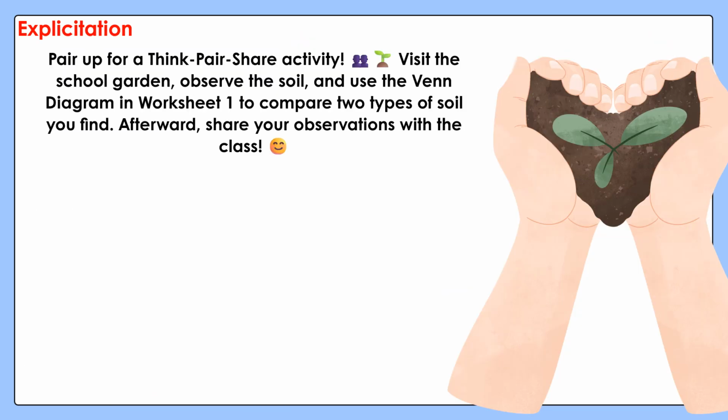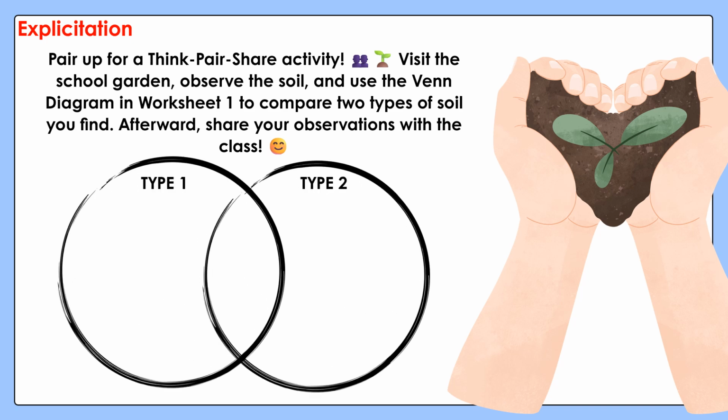Pair up for a think, pair, share activity. Visit the school garden, observe the soil, and use the Venn diagram in Worksheet 1 to compare two types of soil you find. Afterward, share your observations with the class.